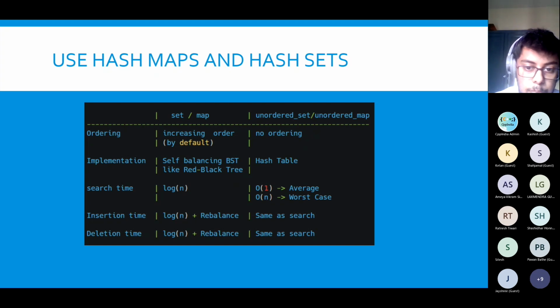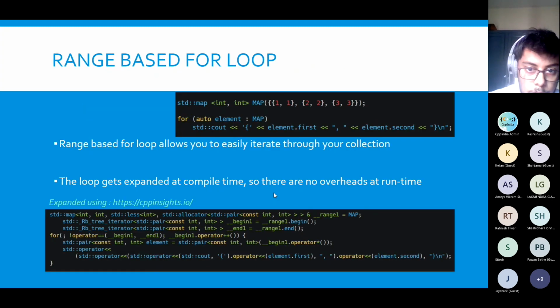And the implementation is always a hash table. The only thing that you will lose on is the ordering part, but that's okay, right? Wherever possible, just use it. Because of that, the search time, insertion time, and deletion time will be improved drastically from log n to O(1). Another thing that I have for you is to use range-based for loop.